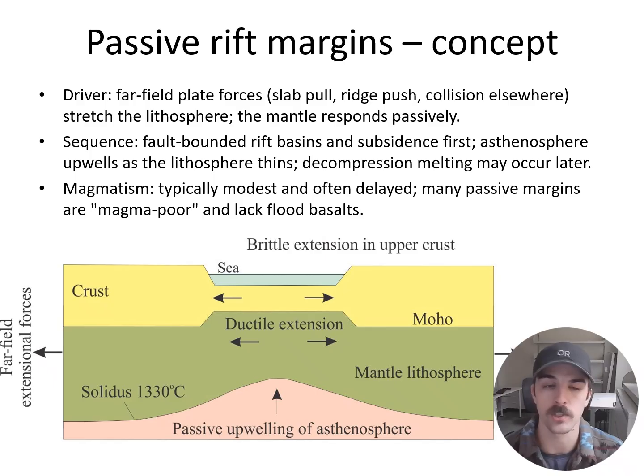Okay? The sequence would look something like a fault-bounded rift basin and subsidence first instead of the domal uplift that we saw with active rift margins. In a passive rift margin, we'll see that subsidence actually takes place first. The asthenosphere upwells as the lithosphere thins, and decompression melting may occur later. All right, so the key point really is that upwelling is a consequence of the lithospheric extension rather than a driver. This results in typically modest magmatism, often delayed.